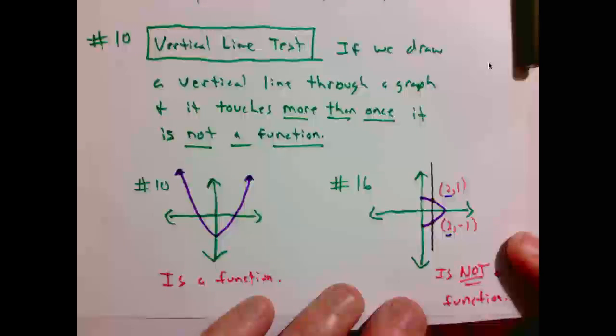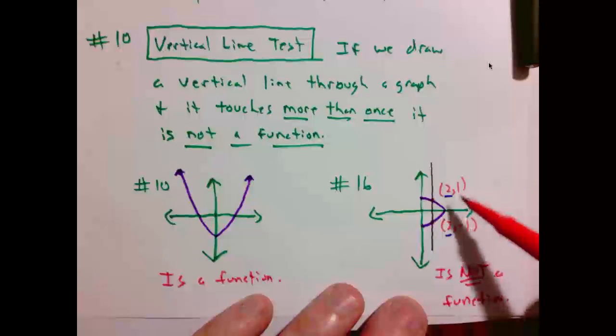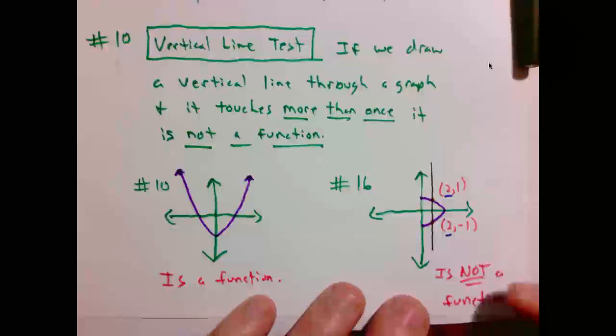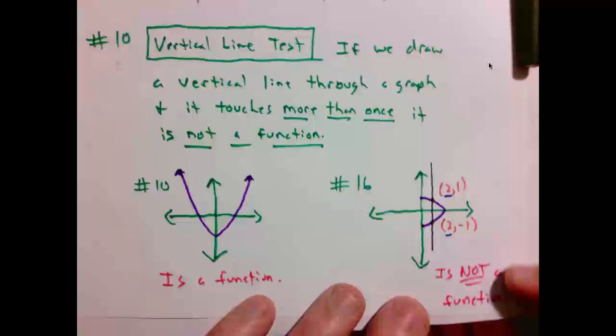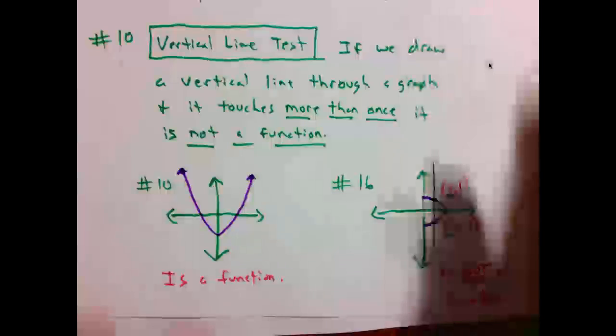It is a relation, alright, but 2 is pairing with 2 different values. 2 is confused, we might say. 2 is pairing with 1 and 2 is pairing with -1. Thus, number 16 is not a function. Alright, one last one. Problem number 20.